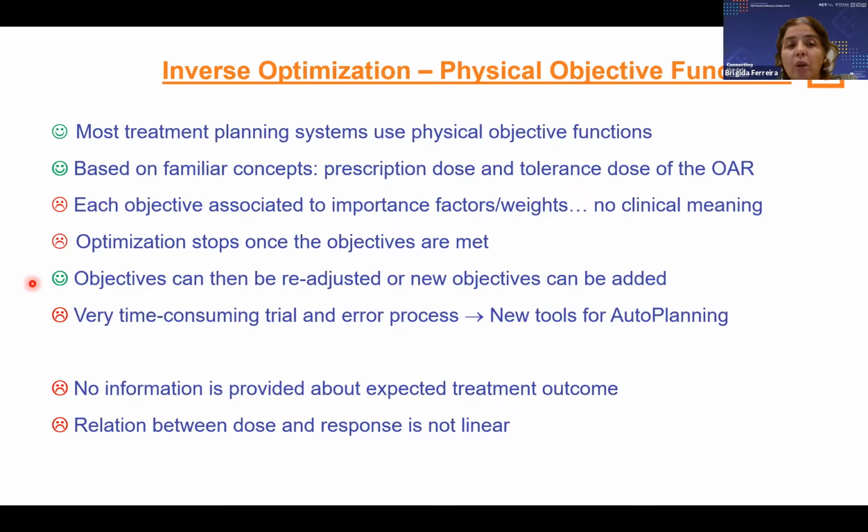Of course, afterwards, you can readjust your objectives or define new objectives, but this is a very time-consuming trial and error process. Although nowadays there are several automatic treatment planning tools that automate this process and speed it up, still, you don't have any information about the expected treatment outcome, and the non-linear dose response curves of the tissues are not being considered.